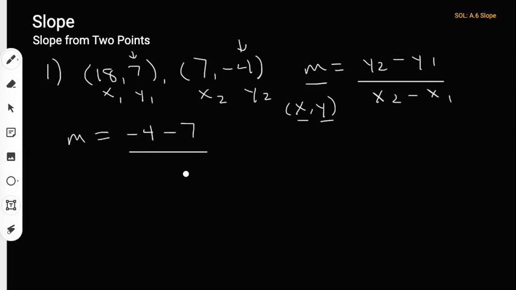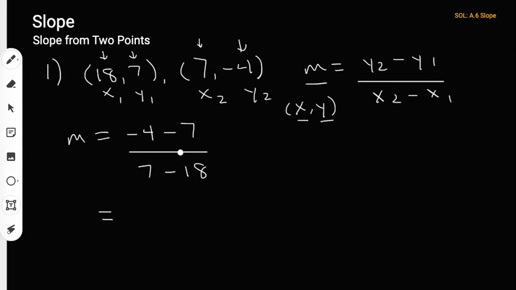On the bottom of the fraction, in my denominator, I'm going to have x2 minus x1. That's going to be x2 right here, that's 7, minus x1, that's going to be 18. So now I've got my formula, I've put my numbers in, and now I want to simplify the top and the bottom of the fraction. So let's do the top first.